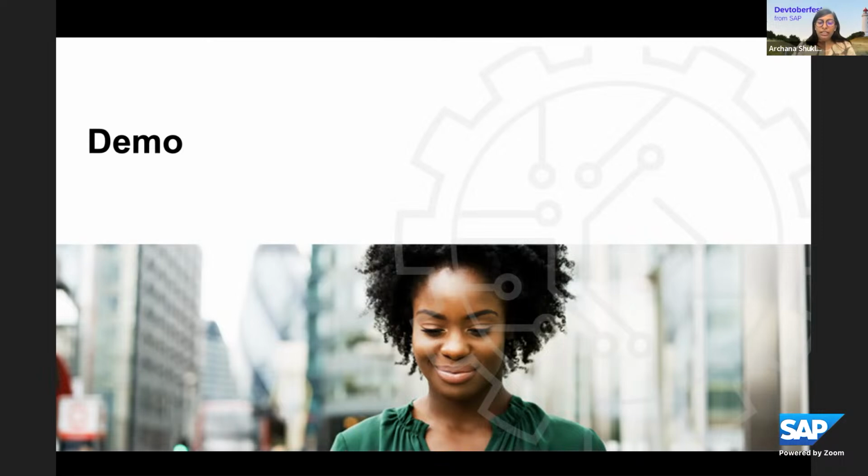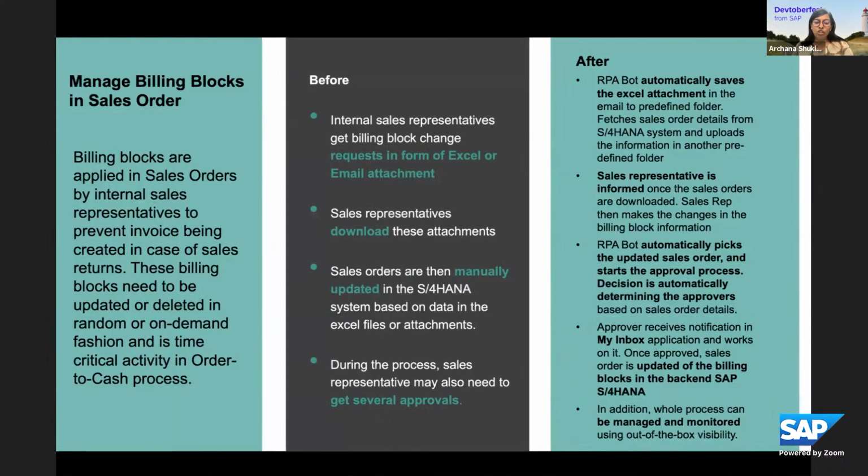So now for the demo today, I have chosen a very common scenario for the order to cash or order management space, and it is about managing billing blocks. So what are billing blocks? In simple terms, billing blocks are added into sales orders, basically to prevent invoices being created. Okay, so this is a very common use case in all organizations, and these billing blocks could be added to sales orders for various reasons.